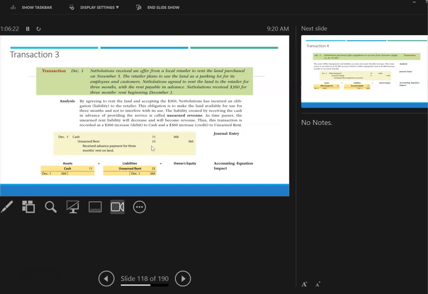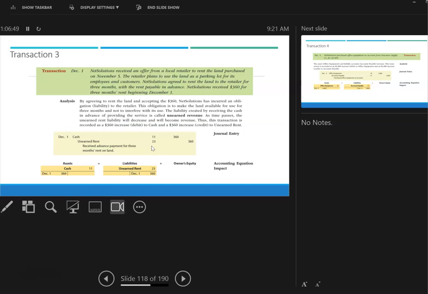You know, we've got 3 months. So after 1 month, we'll earn a third of it. After the second month, we'll earn another third of it. And after the third month, we'll earn another third of it. Is that making sense? So as each month passes, you have to take a third of it. We would debit unearned rent, credit rent earned.